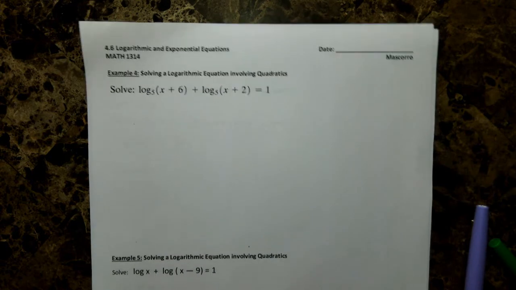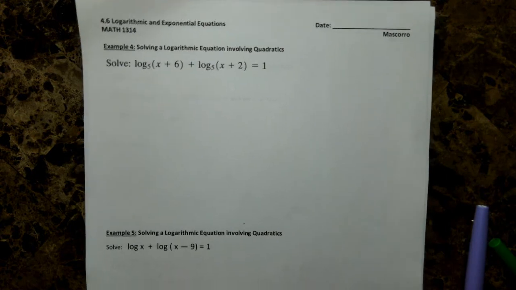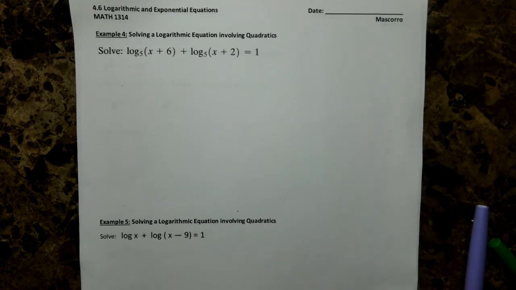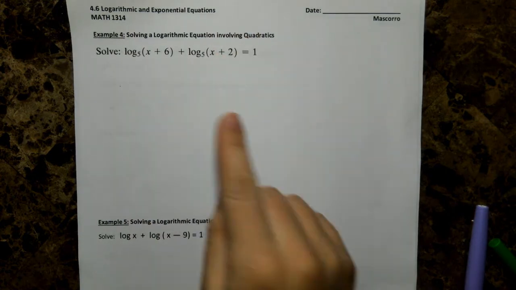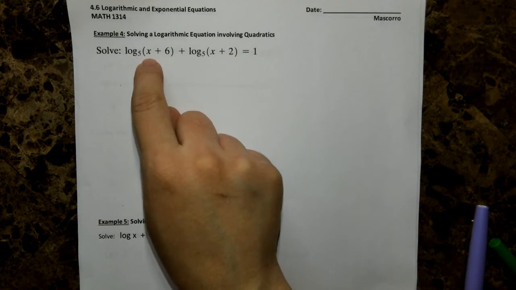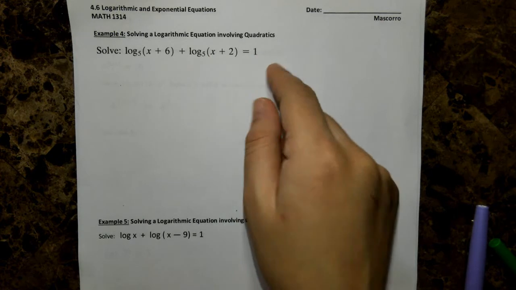Okay, moving on. All right, next example. The next 2 examples involve quadratics, so they're a little bit more challenging than the previous ones. Example number 4: we have a logarithmic equation, and it says to solve for x. So the goal is to figure out what x is. Log base 5 of x plus 6, plus log base 5 of x plus 2, equals 1.